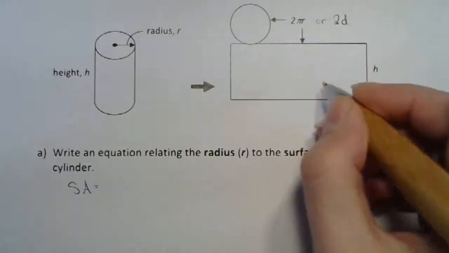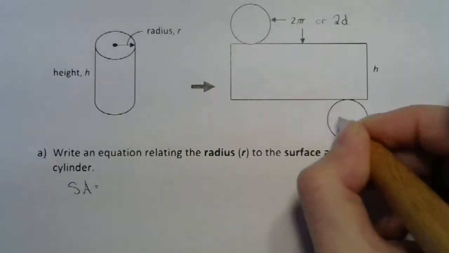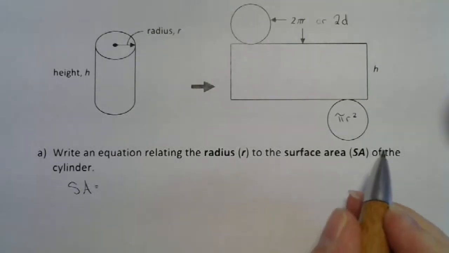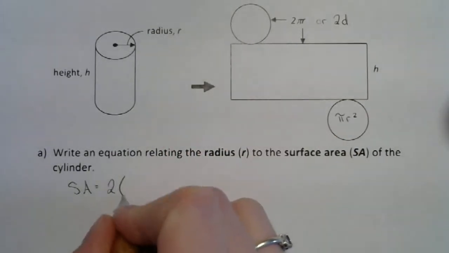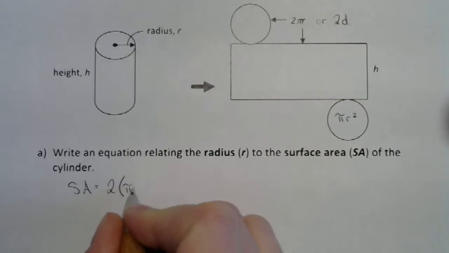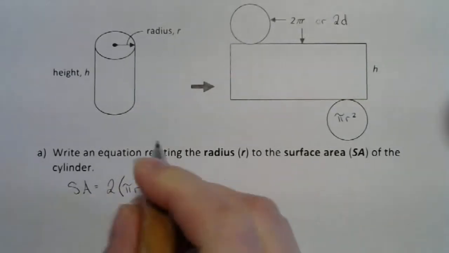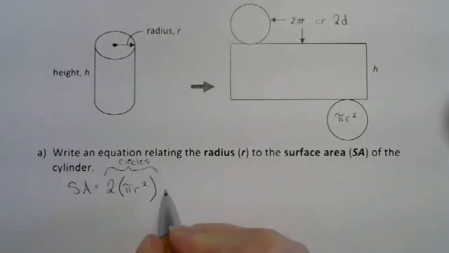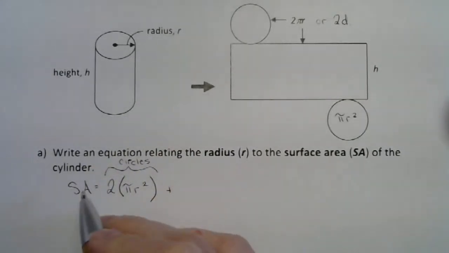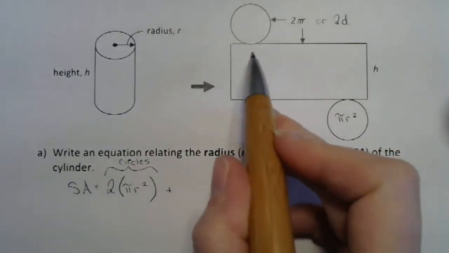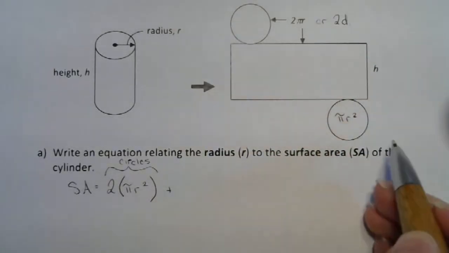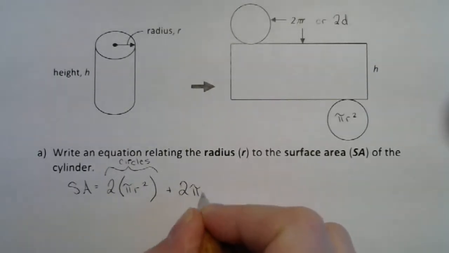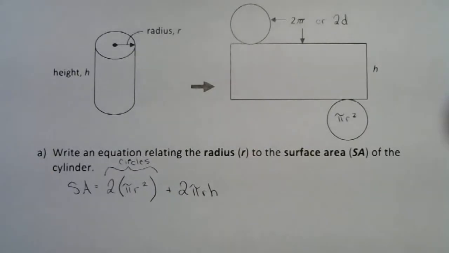But we have 1 circle, 2 circles. So this is pi r squared, the area. So the surface area is definitely going to be made up of 2 circles. So 2 of these pi r squareds. Okay, so this part is the circles. But then we need to add the area of the rectangle for the total surface area. So the rectangle is going to be 2 pi r times h. So we need to add 2 pi r h.